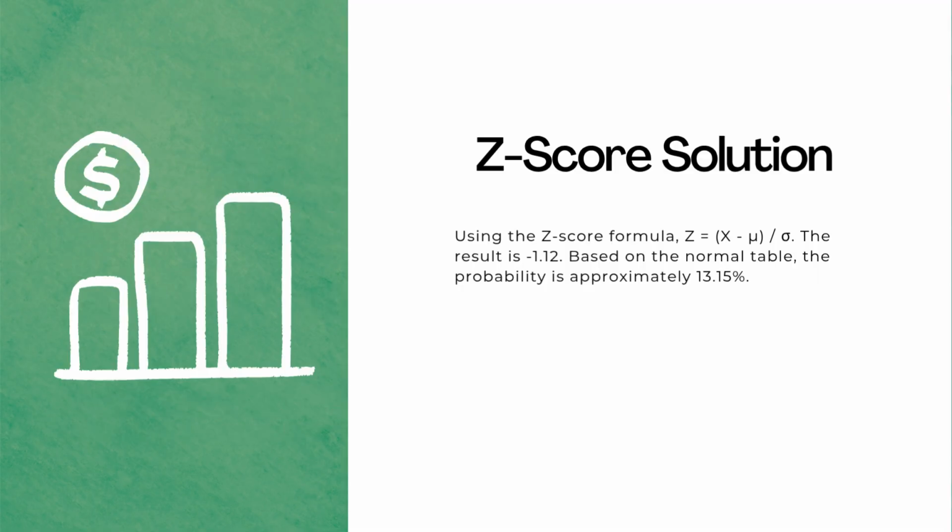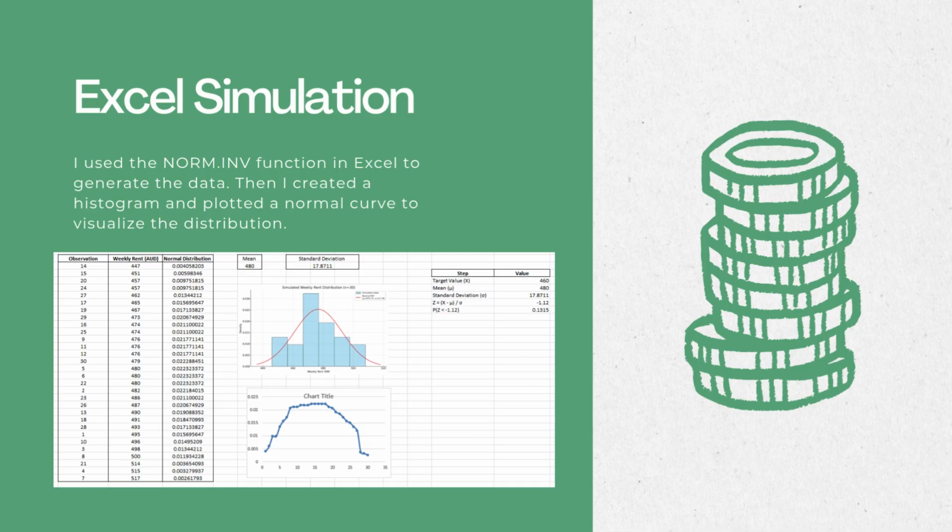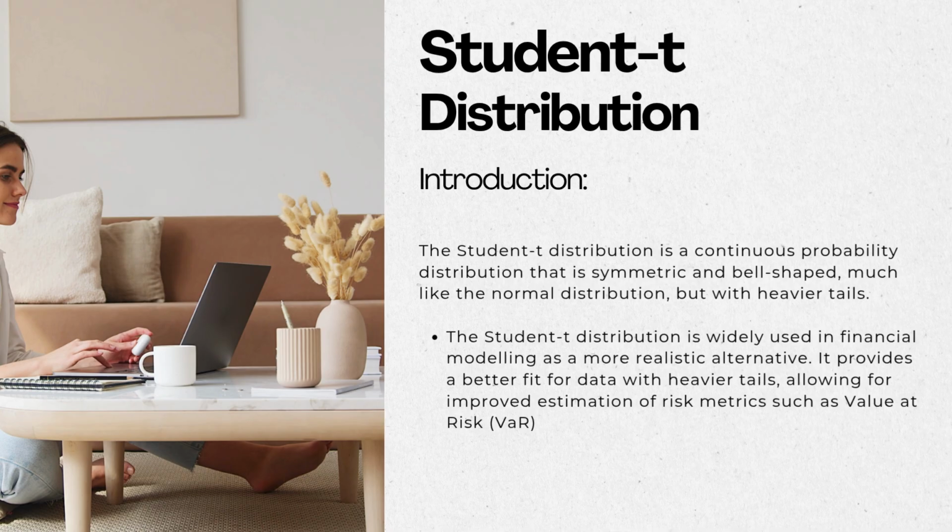To apply this in a real-world context, we simulated 30 weekly rent values. The mean rent was $480 and the standard deviation was $17.87. Using the z-score formula, we calculated the probability that the rent would fall below $460. The result was a z-score of -1.12, which corresponds to a probability of approximately 13.15%, based on standard normal distribution tables.